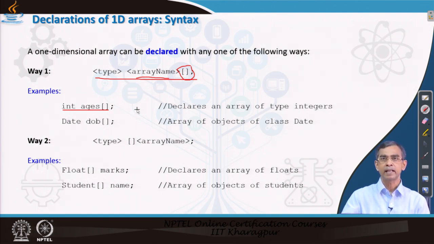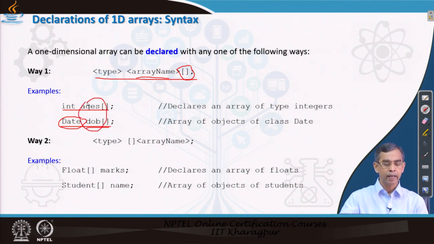The name of the array is ages and the type is int. Like this, you can define an array of any type. For example, if date is a user defined type, then giving this syntax, dob is an array of type date. Now, here you can see one thing: we declared the name of the array, but we did not mention the size. There is a certain procedure to be followed for how the size of an array can be specified at the time of declaration.